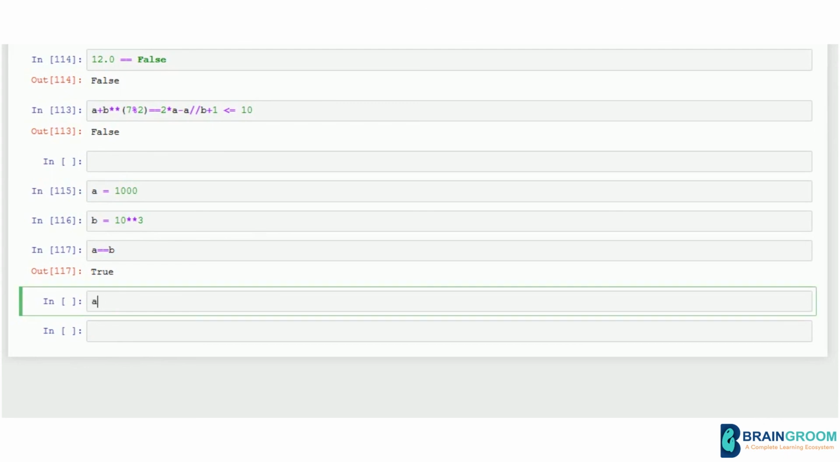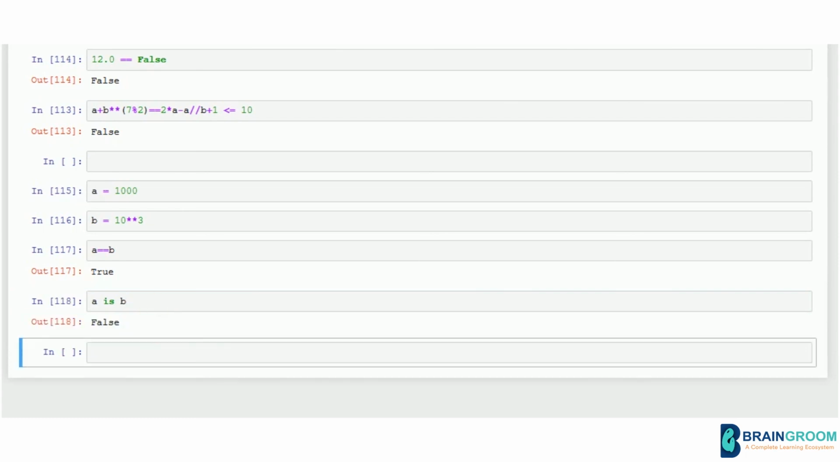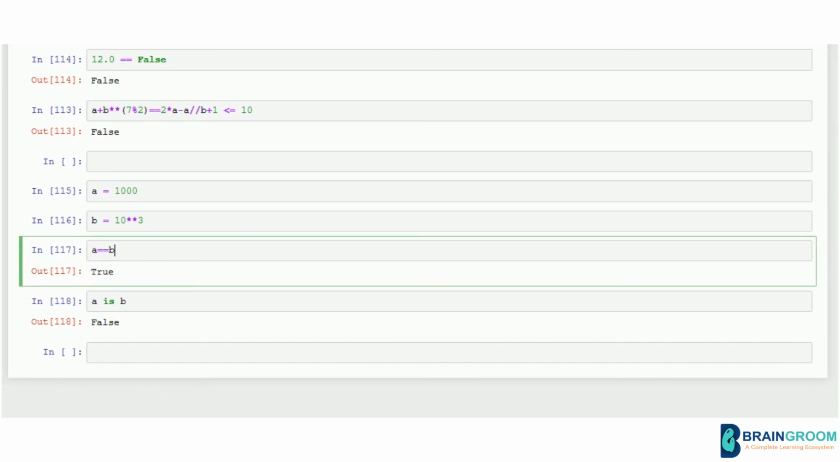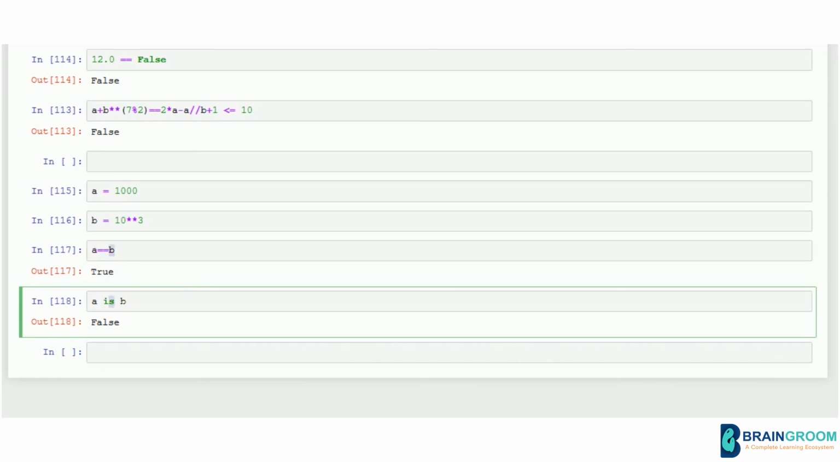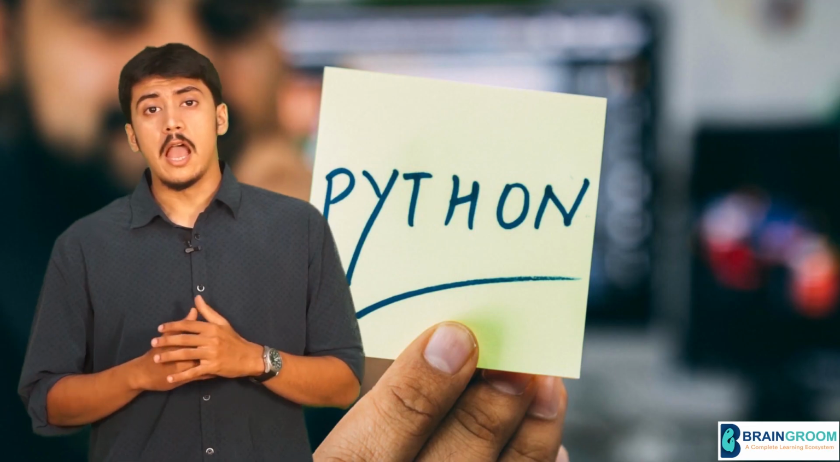But if you use the is operator, what it checks for is whether a is the same as b, that is, if a itself is b, not the value of a but the object itself. So when I gave a is b, it shows false. So this is the difference between comparison equal to and the is operator. Equal to checks if the values of the objects are the same, is checks if the objects themselves are the same.